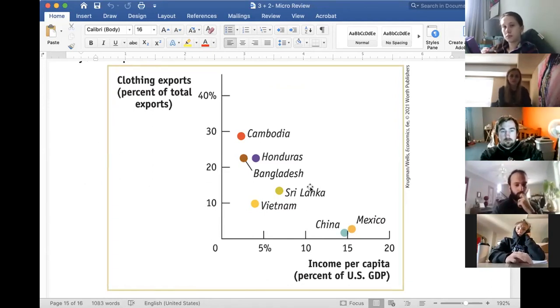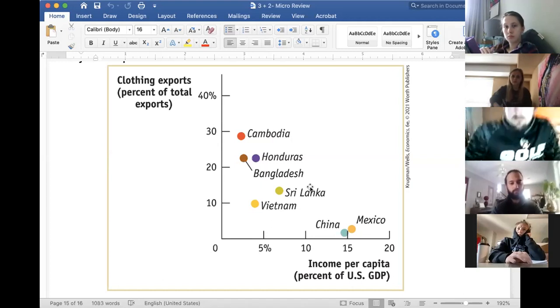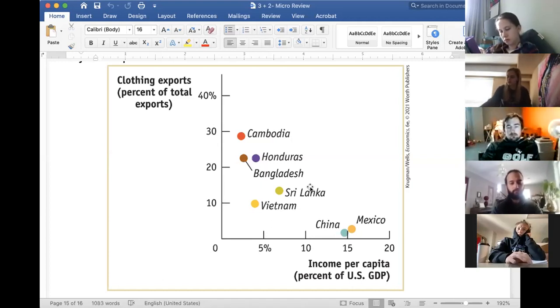Why would this be? Well, it's quite simply because clothing is not a particularly specialized industry. It doesn't require a lot of human capital. It doesn't require a lot of physical capital. It's something that people with very little education can be involved in doing. And so what are poor countries able to do? Through trade, they're able to specialize in these industries that meet them where they are in terms of their development.